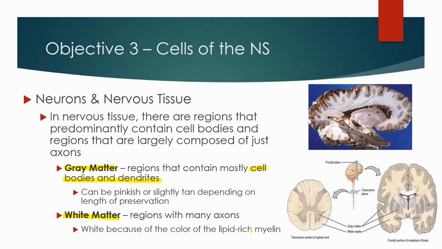And then the white matter is white because of the fatty myelin that is insulating it. So the myelin actually is a whitish color, and we'll find that on the axons. So if you see the white areas, that's going to be mostly composed of axons. If you see the darker gray areas, that's going to be mostly composed of cell bodies and dendrites.